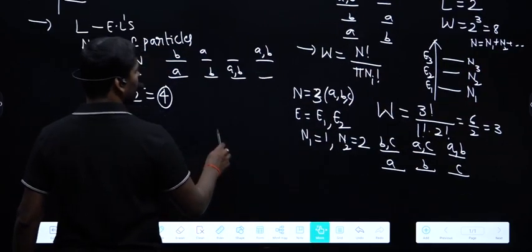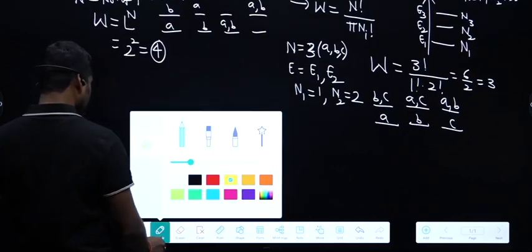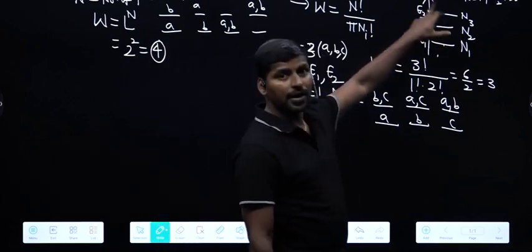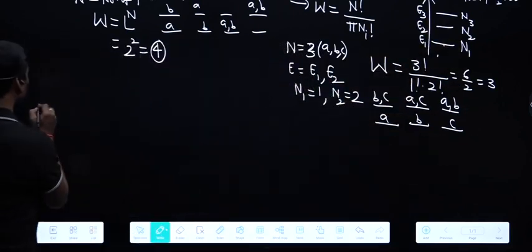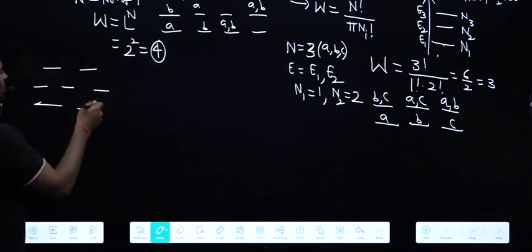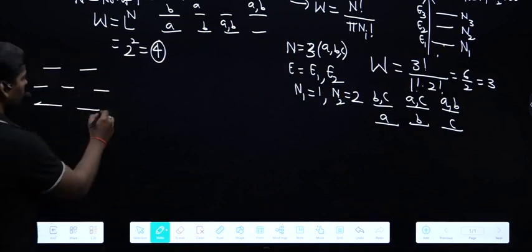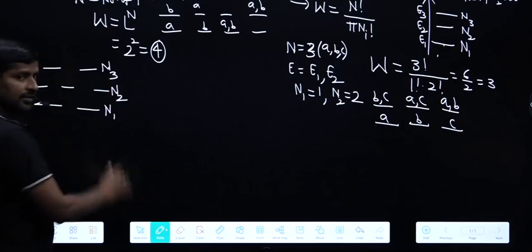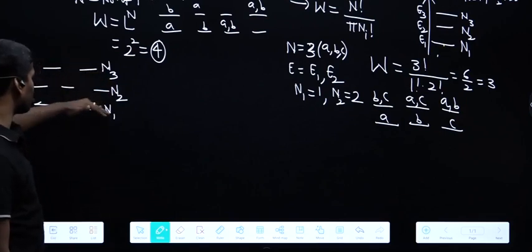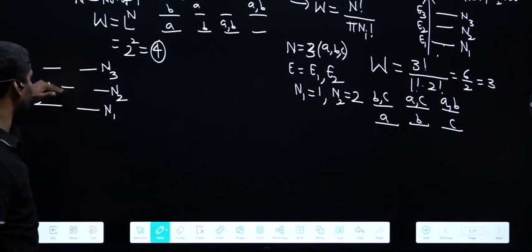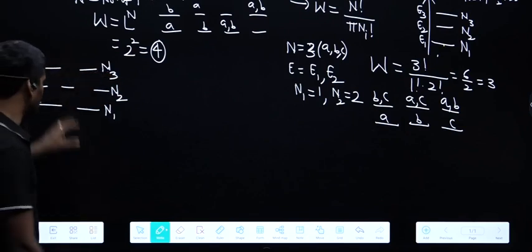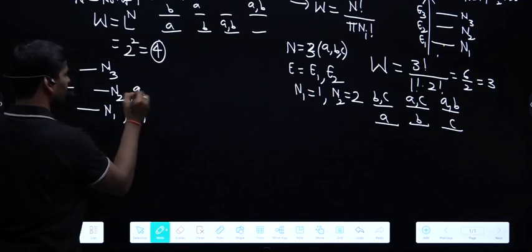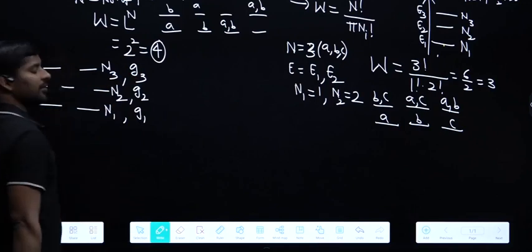Next, sometimes they may give it like this. Here we were taking all non-degenerate energy levels. For example, now we have degenerate energy levels like this. The occupation number of this level is 1, of this level is 2, of this level is 3. We want to distribute the particles like this: N1 in the E1 level, N2 in the E2 level, N3 in the E3 level. The degeneracy of the first level is G1, of the second level G2, of the third level G3.